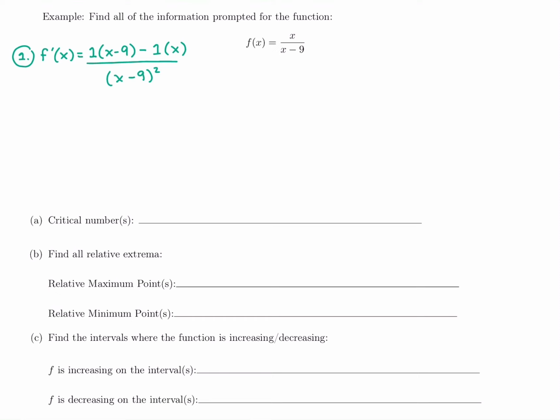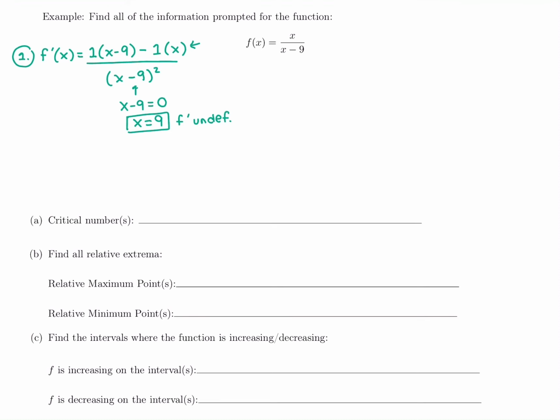So in trying to find any critical numbers, I want to see what makes the numerator 0 and what makes the denominator 0. So right off the bat, the denominator x minus 9 is going to be 0 when x is 9. That makes the denominator 0, so we're making the derivative undefined. I'm going to have to do some work to see what makes the top 0 though.